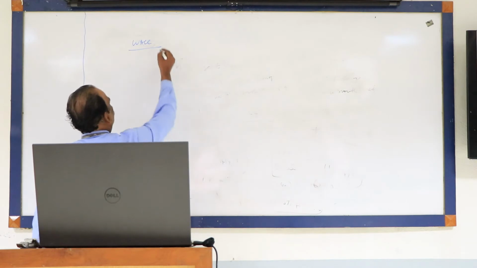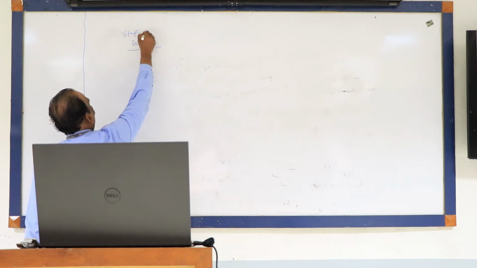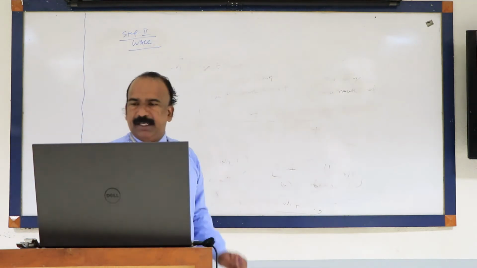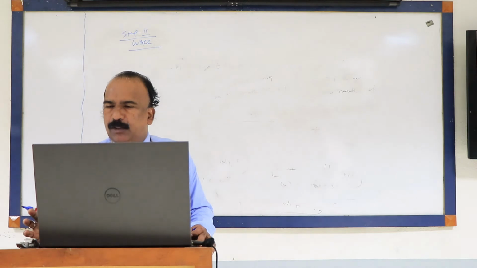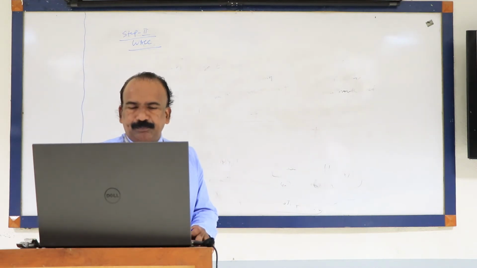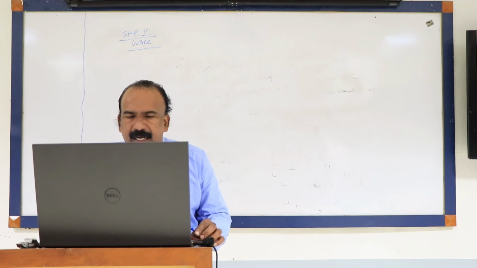In step 2, we are calculating WACC during high growth period. So, what is the debt equity ratio? The debt equity ratio is 1.5:1, and the cost of debt is 15%. Please listen, cost of debt, nothing is given.